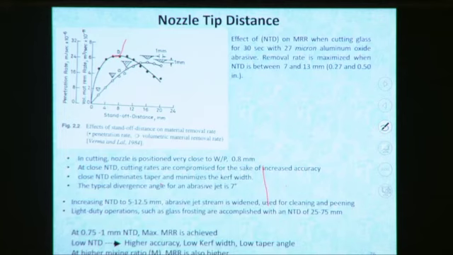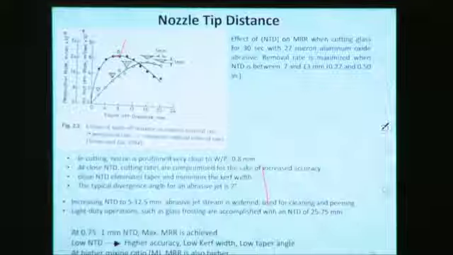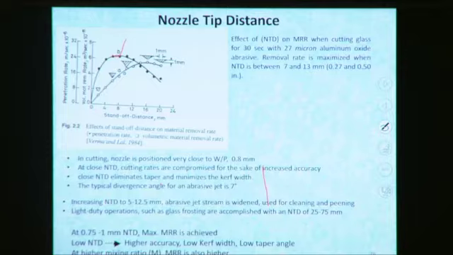Close nozzle tip distance eliminates taper. If we reduce the nozzle tip distance, the taper in the workpiece will be reduced, and it also minimizes kerf width. Whatever kerf is generated will also reduce, or less shallow holes will be generated. The typical divergence angle, because of this flaring, is 7 degrees in abrasive jet machining.